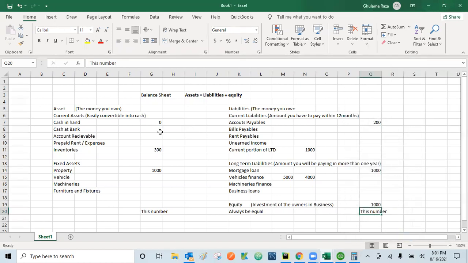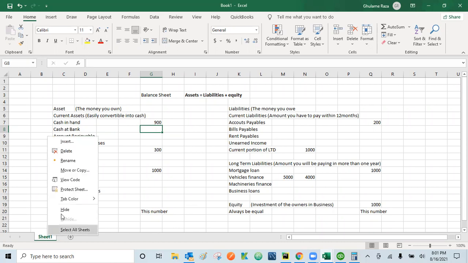So I can simply type 900, because where this money will be going, it will be going to my cash in hand account or bank. So 900 will be here. So now this side will match exactly the same as the right side. So that's how the balance sheet will work. Let me take you to the next step.